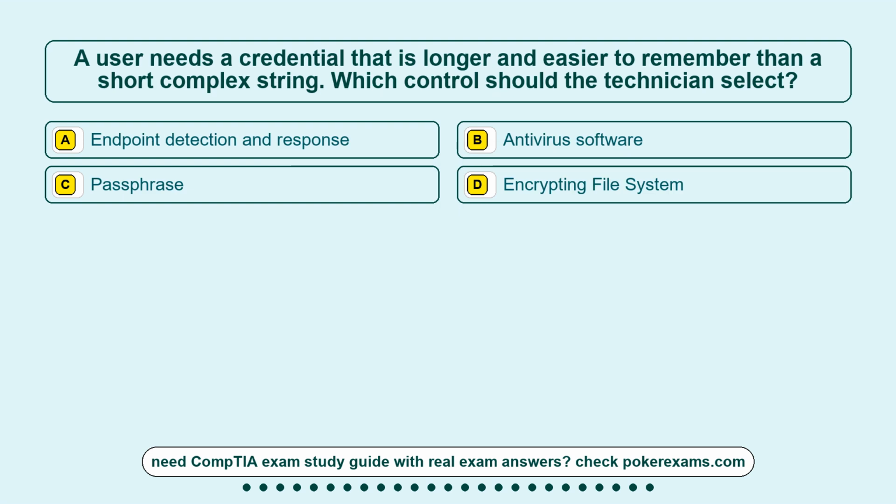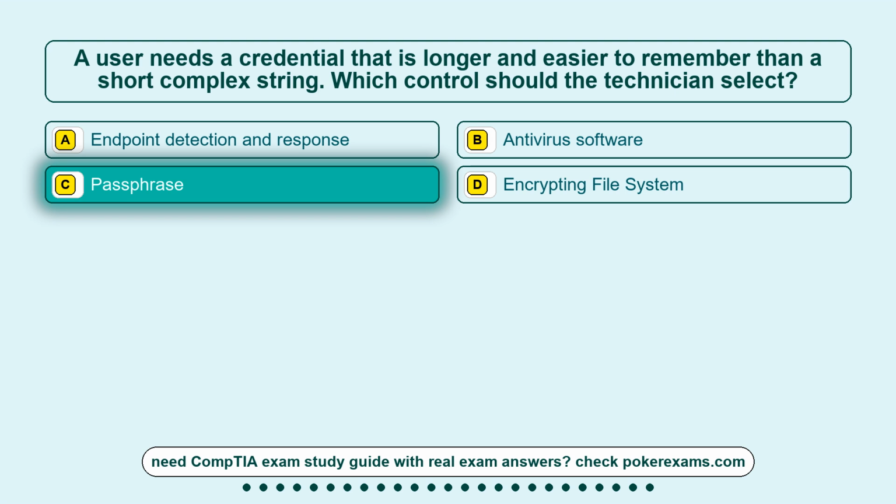Question 14. A user needs a credential that is longer and easier to remember than a short complex string. Which control should the technician select? Option A, endpoint detection and response. Option B, antivirus software. Option C, passphrase. Option D, encrypting file system. The correct answer is option C, passphrase.